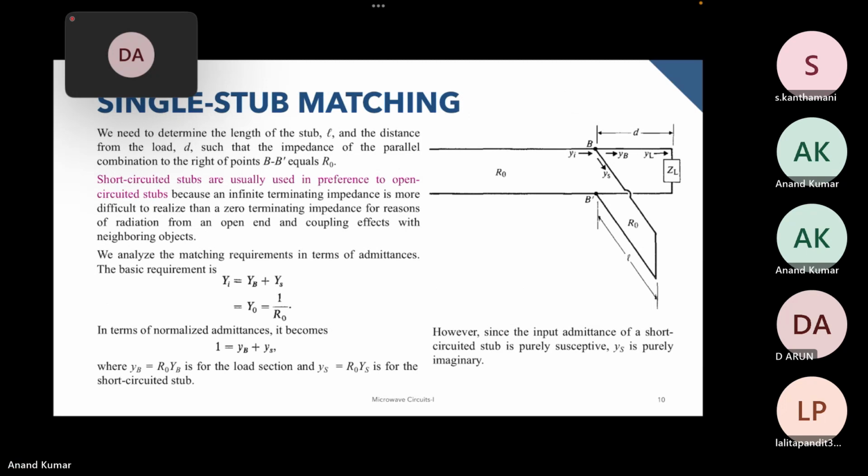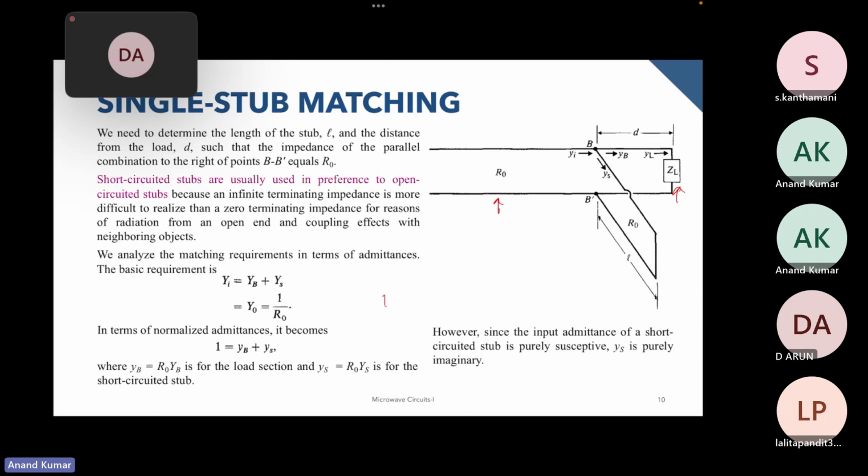Now we discussed the single stub matching. For single stub matching, essentially we're trying to match this load with the characteristic impedance of this transmission line. The earlier methods, for example the quarter wave transformer, cannot be used if this particular load impedance is complex.